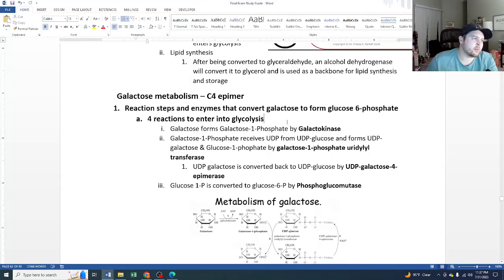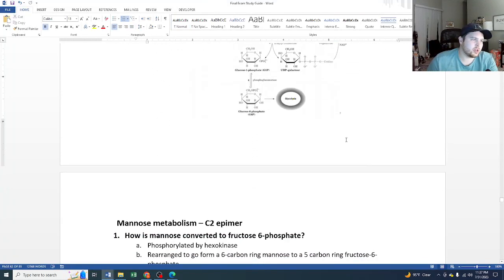Maybe remember the monosaccharides. If we think about the glucose, trying to remember the names of the sugars that we talked about.